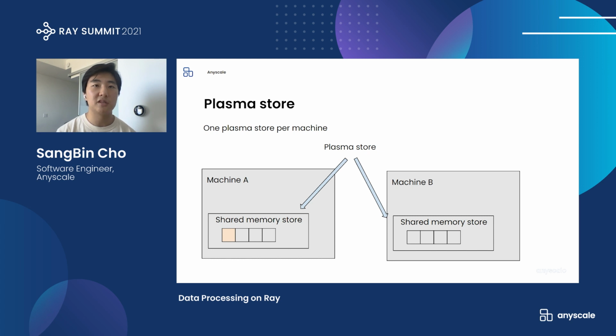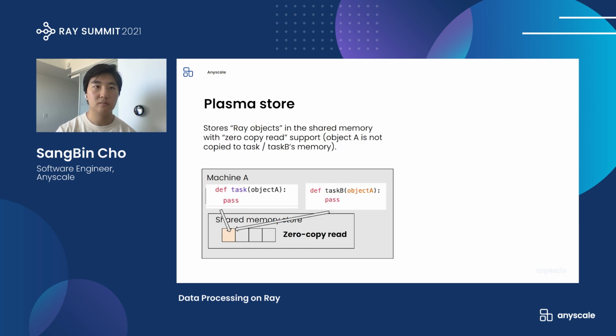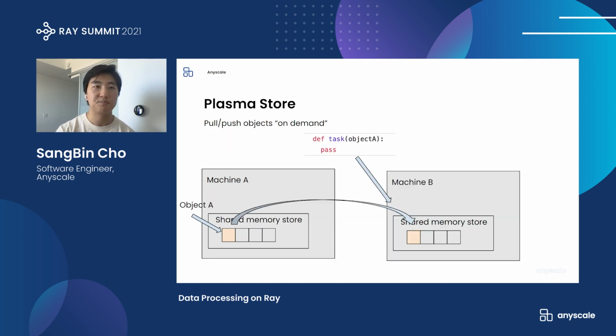Also, Plasma Store, as you can see, the first characteristic is there's a Plasma Store per machine. You can think they're local only. And they store the Ray objects in the shared memory. Whenever there's a task that needs object A, for example, this object A is basically in the shared memory store. And we support zero copy read, so each task doesn't need to actually copy them into the process memory to use this object. So this means very efficient memory usage.